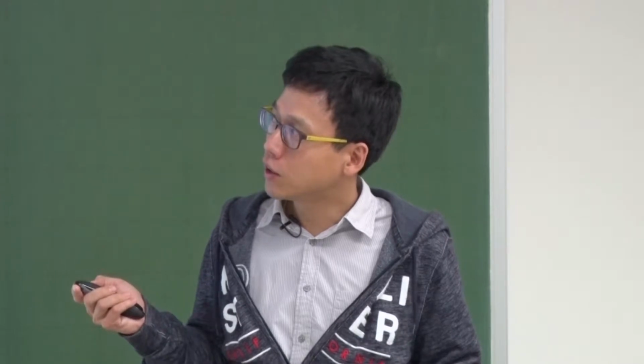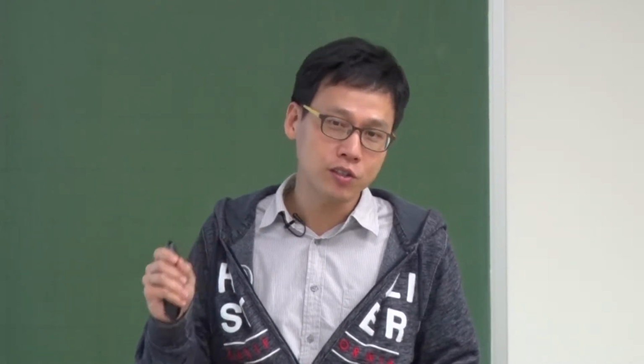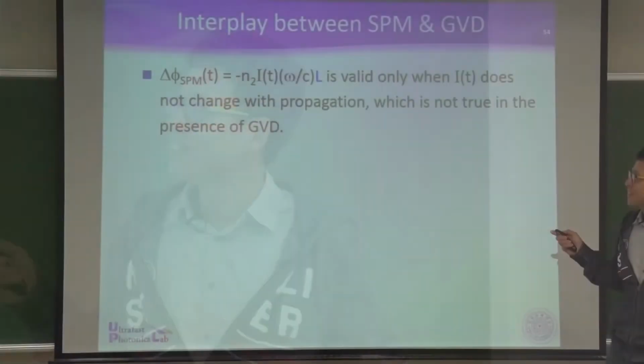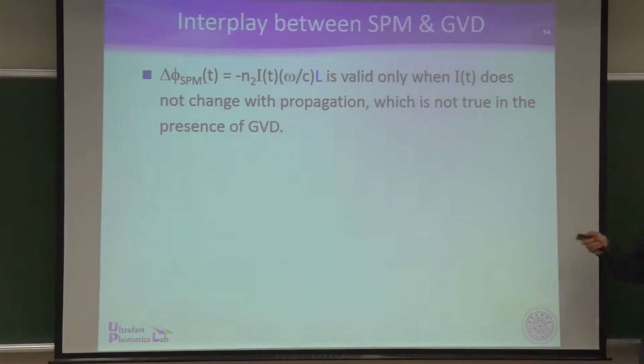It does not change the intensity in the time domain. Then this formula applies. The problem is in practice, both GVD and SPM coexist, right? Then this assumption is no longer true. Your intensity profile actually changes with propagation. Then this formula can no longer apply. Do you know, can you justify why, when I of t changes with time, this formula is no longer true?